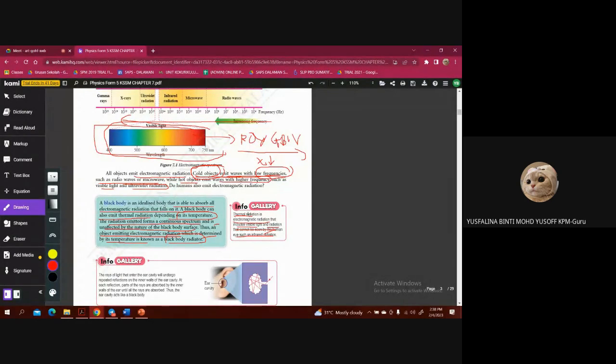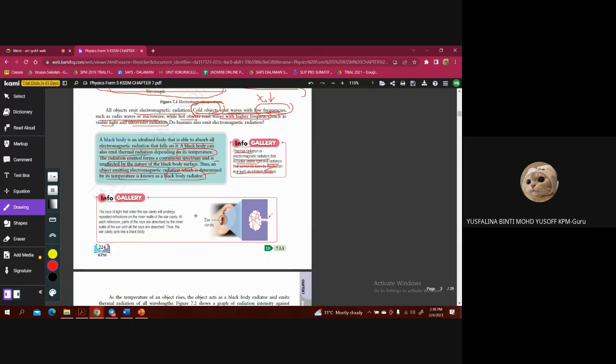Okay, so the black body actually absorbs all the electromagnetic radiation. That's why we call it a black body. And it also emits radiation depending on its temperature. So let's say this is the example.